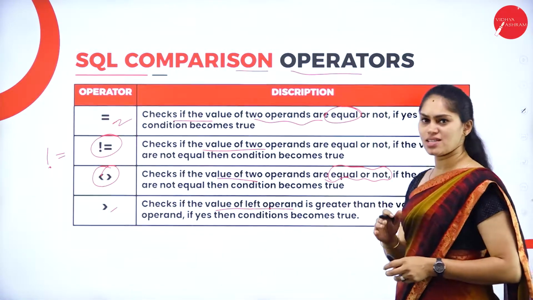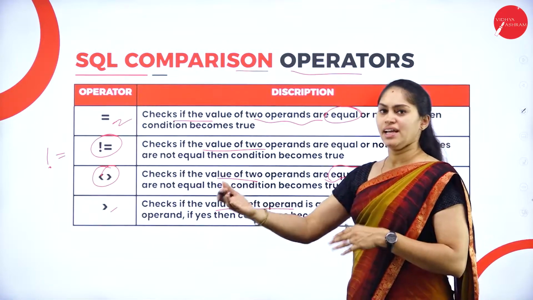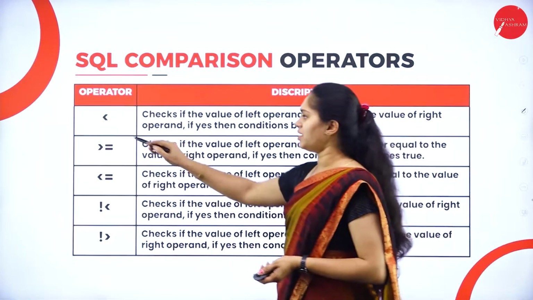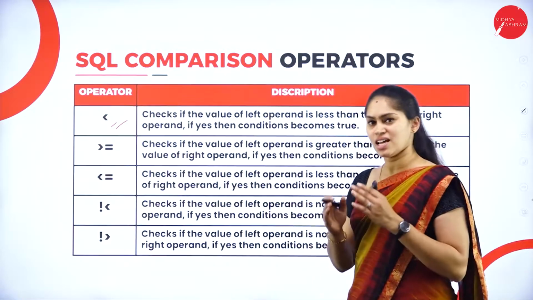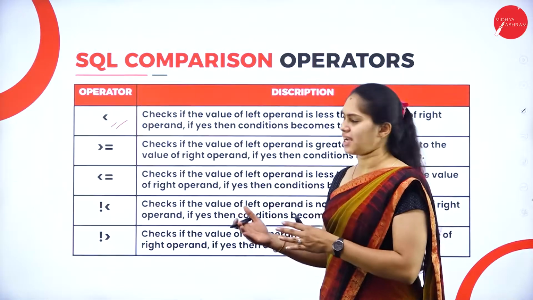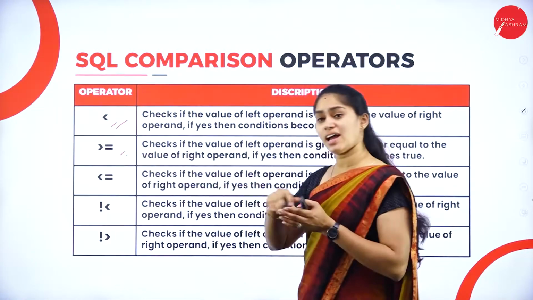Then it will just check whether the value of the left side is greater than the value of the right side. That is greater than. And also we have a less than. So it specifies whether the value of the left hand side is lesser than the value of the right hand side. And also we have a greater than or equal to.